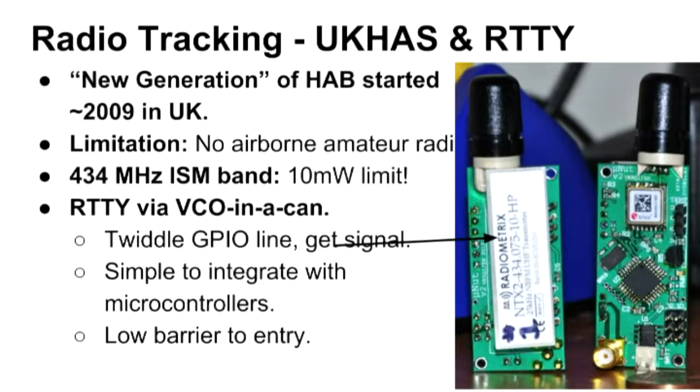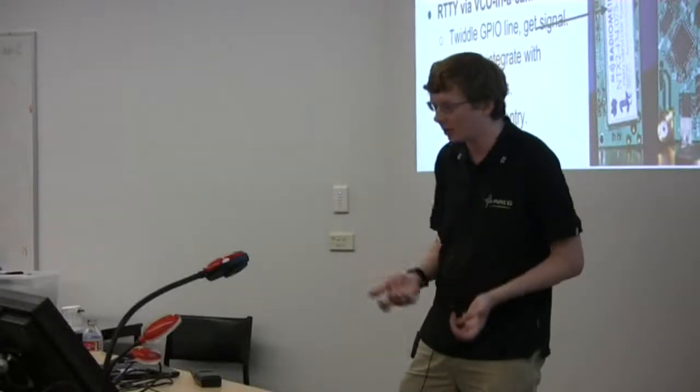Now, in the UK, they have some interesting restrictions, and the main one is they can't use amateur radio in the air. So they're limited to ISM bands, which means on 434 megahertz, they can do 10 milliwatts. That's it. So back when they started, there wasn't really the proliferation of small all-in-one modem chips. There were a couple out there. They weren't particularly brilliant at the time. So they settled on using what amateur radio operators call RTTY, radio teletype.